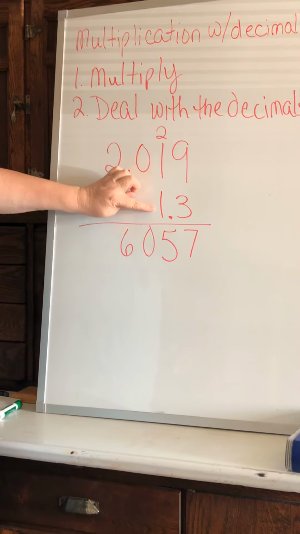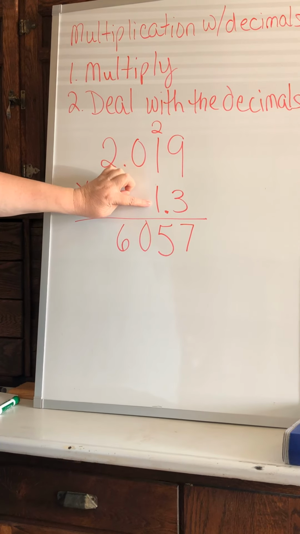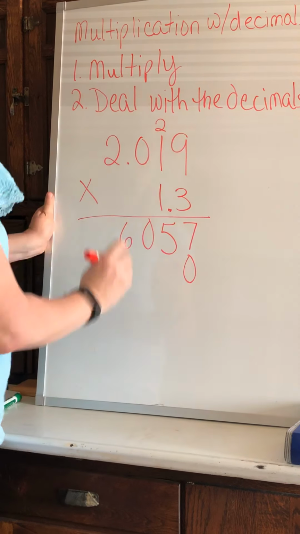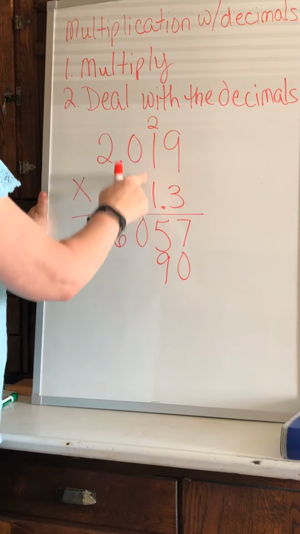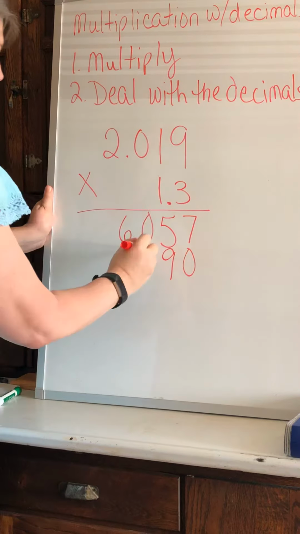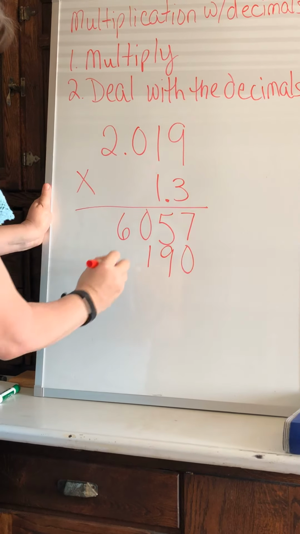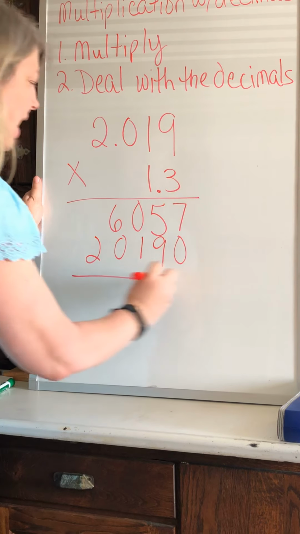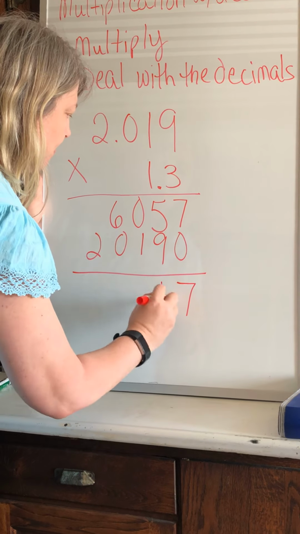Now I'm going to go over to the second number, so I'm going to put just 1 0. 1 times 9 is 9. 1 times 1 is 1. 1 times 0 is 0. And 1 times 2 is 2. Add it all together.